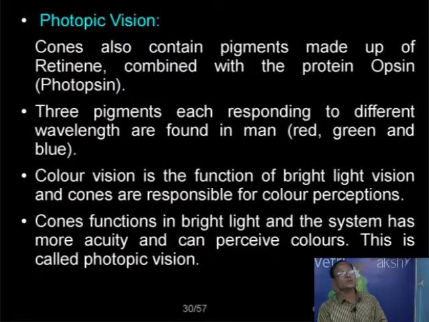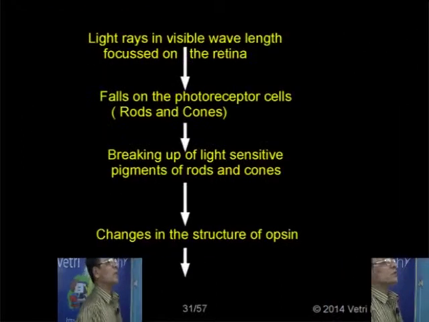The system has more acuity, more resolution. The acuity power is greatest, and it can perceive colors. This is what is called bright light vision, or photopic vision. This is nothing but the cones' function, which works in bright light and can perceive the colors also. The system has more acuity only in bright light. This is called photopic vision or bright light vision.